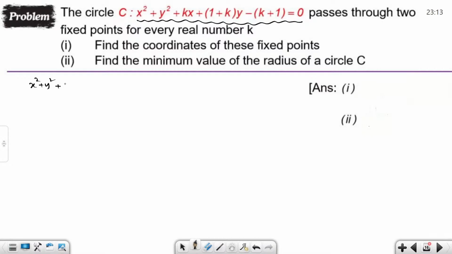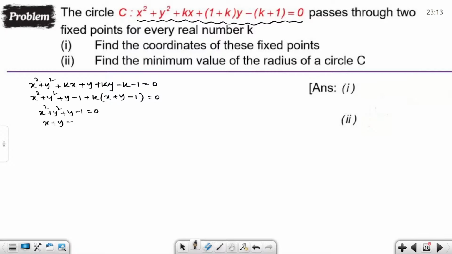From here we are getting kx plus y plus ky. I'm just opening the brackets. So we are having the equation of the circle as x square plus y square plus y minus 1 plus k times x plus y minus 1 equals to 0, right? So actually this is a family of circles passing through the point of intersection of this circle and the straight line, this one. Is it clear?